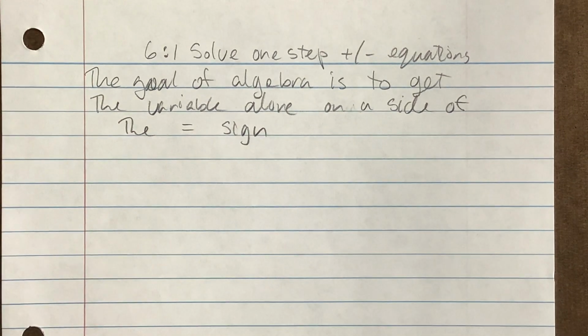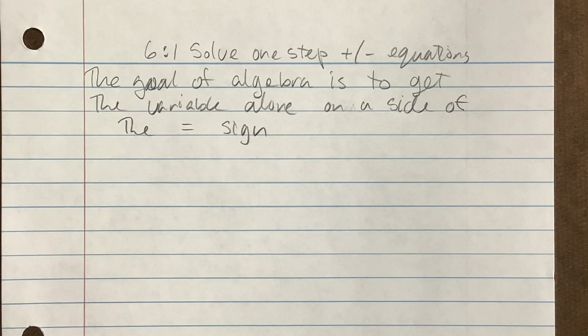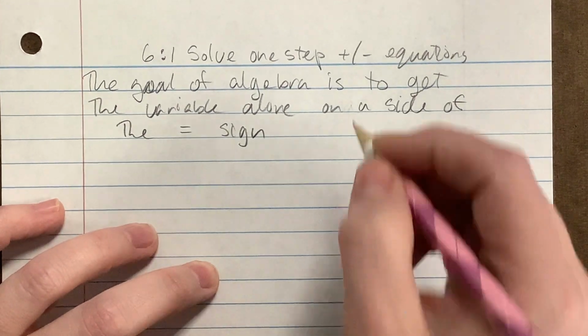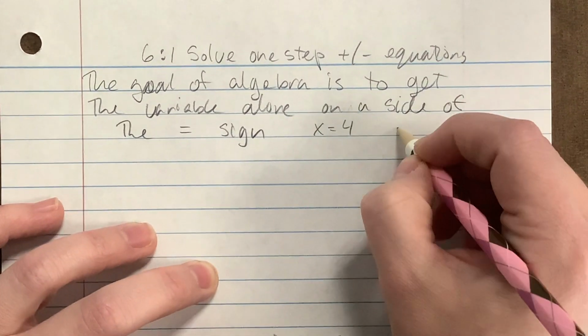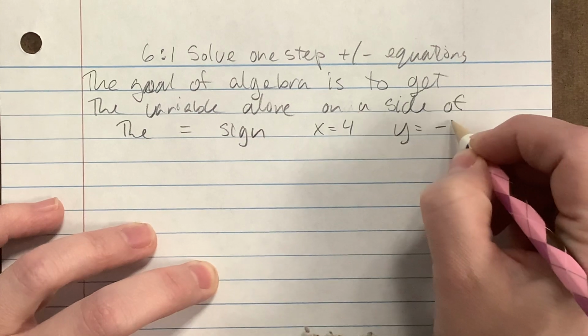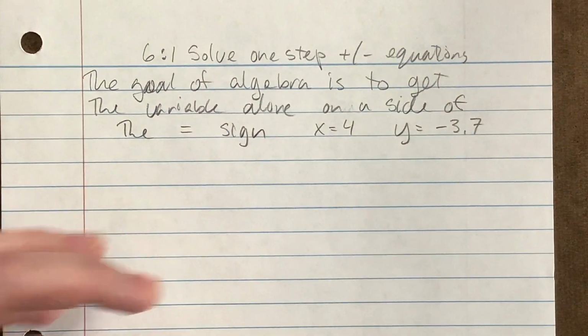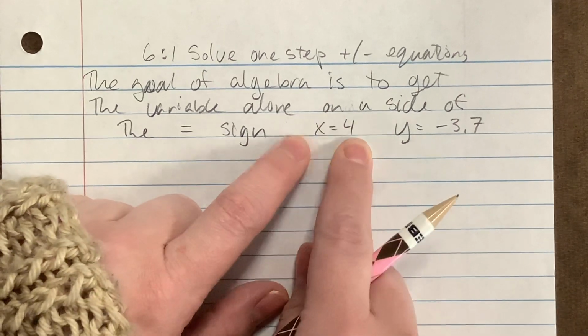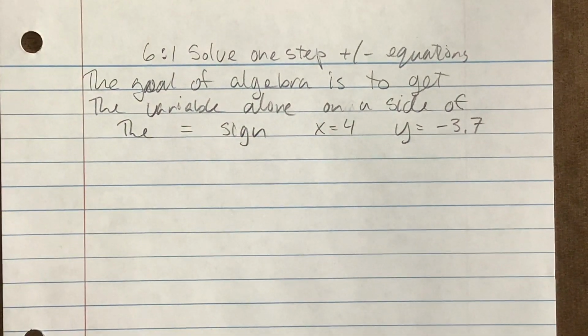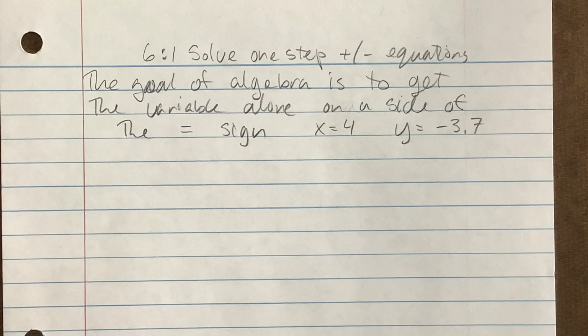Okay, we want to get the variable by itself. So we want to end up in a place that looks like x equals 4 or y equals negative 3.7 or something. Okay, variable alone on one side, constant alone on the other side. Done and done. And this is a Sanford definition, obviously.